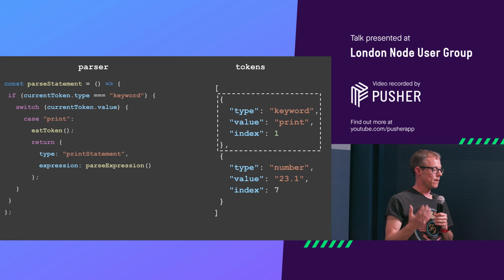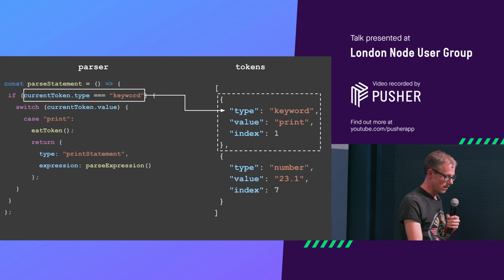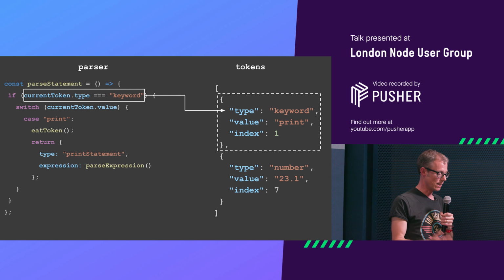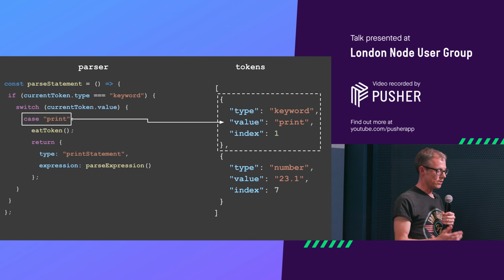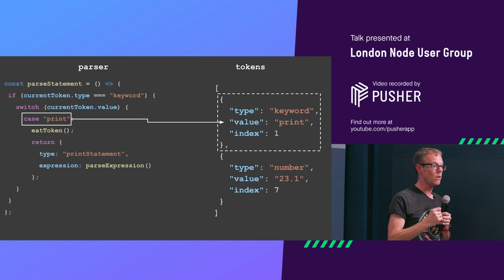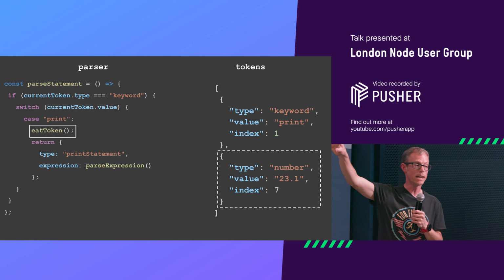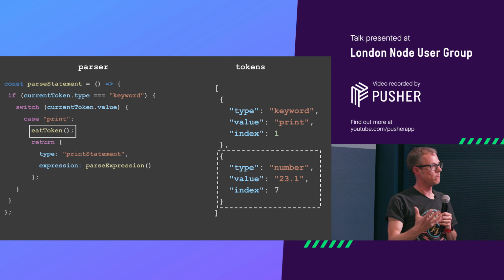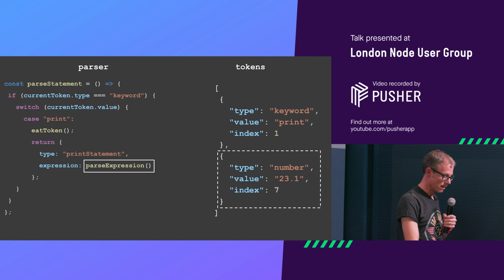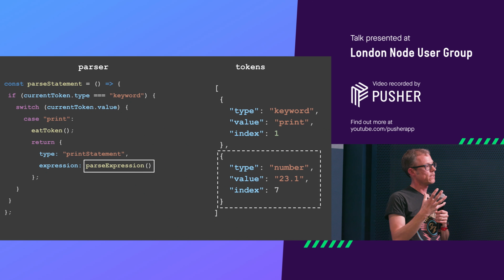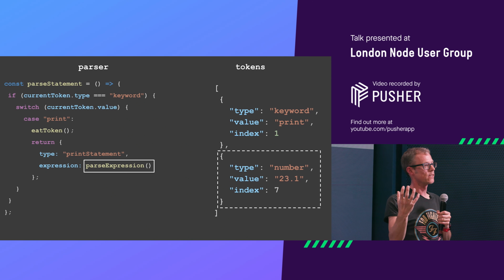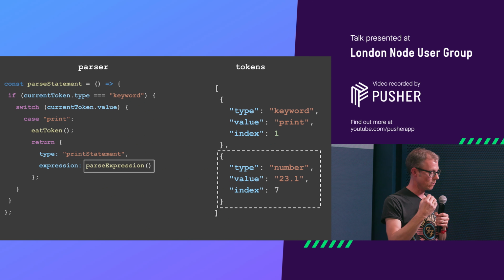So the first thing it's doing is parsing a statement. It's matching on the token type, which is a keyword. It's matching on the value of my keyword, which in this case is print. It's eating a token, which advances to the next token, and its return value is a node, which will be the starting point of my abstract syntax tree. And my print statement takes an expression. That tells the runtime what it needs to print.